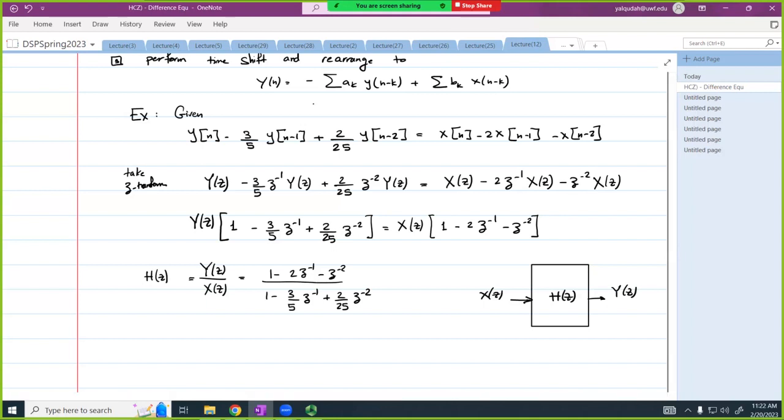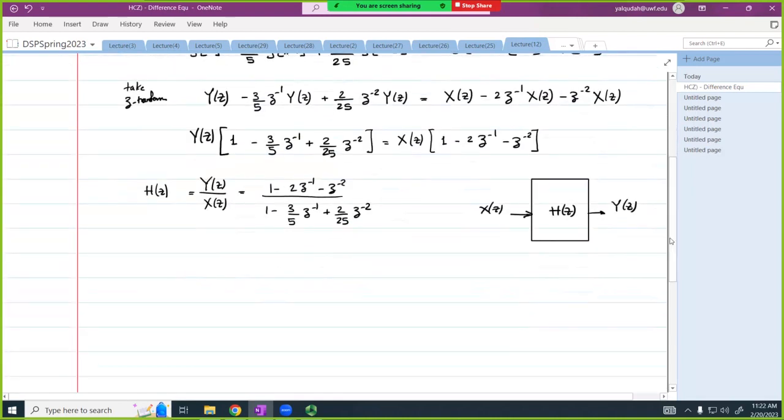Okay, what is the next step we're going to do? We're going to multiply the numerator and denominator by z squared. Why are we multiplying by z squared? To get all positive powers, because that's the convention we're using in this class, all positive powers. So we're going to get z squared minus 2z minus 1 divided by z squared minus 3 over 5 z plus 2 over 25. And this is my transfer function.